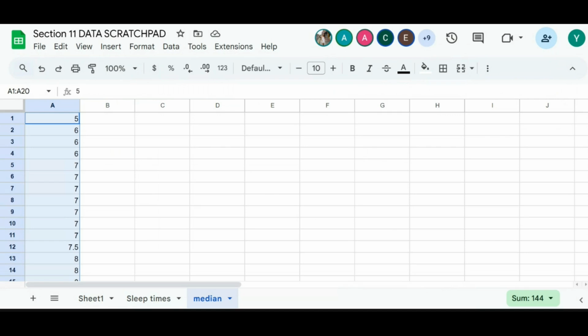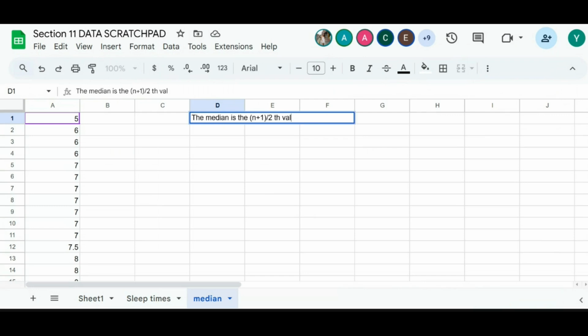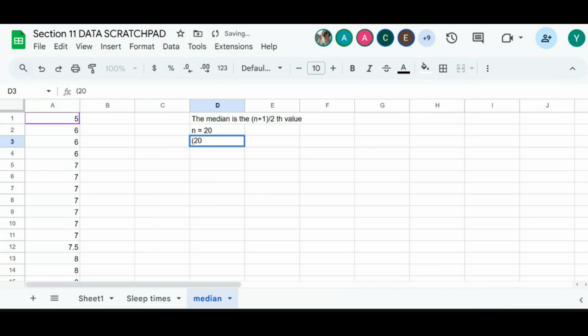Okay, so you have sorted it. So what does the rule say? The median, according to my definition that you have copied down, is the (n plus 1) over 2 value. But what does that even mean? What's n here? Didn't we have n equals 20? So if you calculate 20 plus 1 over 2, what is this? 10.5. So this means you need to find the 10.5 value to get the median.